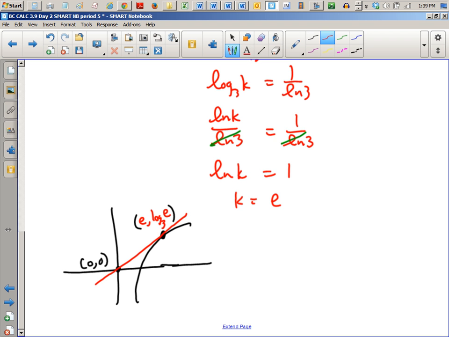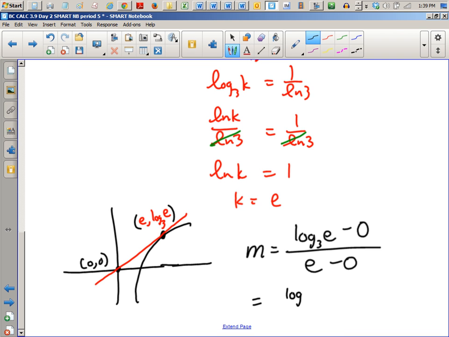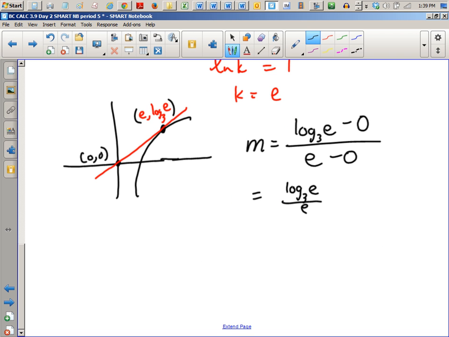Now we can do the slope. So m is rise, log base 3 of e minus 0, all over run, e minus 0. So the answer is log base 3 of e all over e. Or you can write it other ways. You can write the top as ln e over ln 3. And since ln e is 1, you just get 1 over e ln 3.